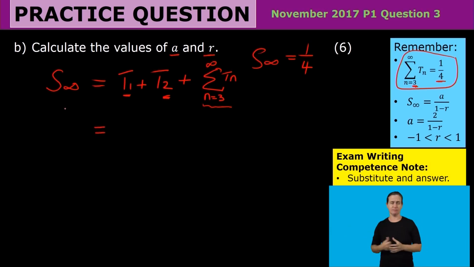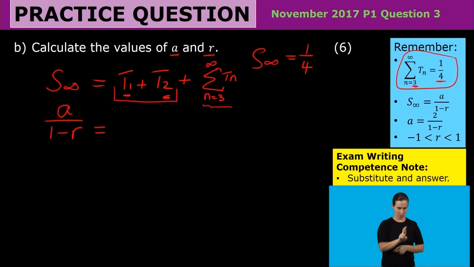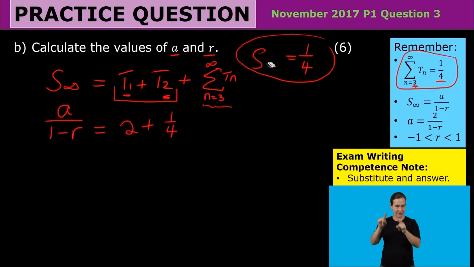Now, when we substitute, we know that to calculate the sum of infinity, we have a divided by 1 minus r. And we know that in the given information, term 1 plus term 2 was equal to 2. And we also know from the given information that the sigma of the terms that go up until infinity, the ones that start at 3, is going to be equal to 1/4. We know that when n is equal to 3 and it goes up until infinity, that will be equal to 1/4. So this is us just including all the terms of this series: the first term, the second term, and the sigma notation to represent the third term right up until infinity.